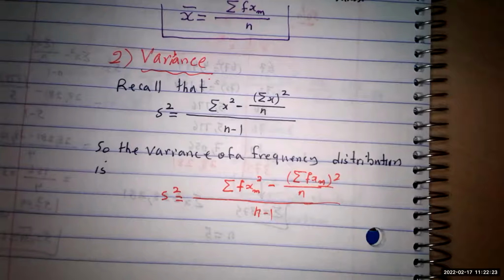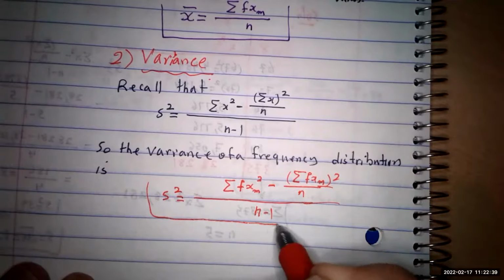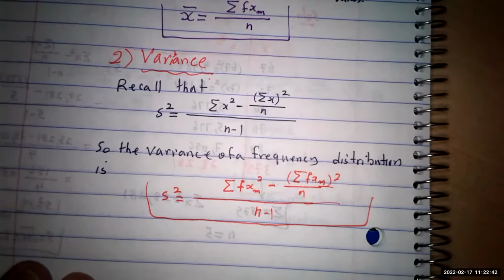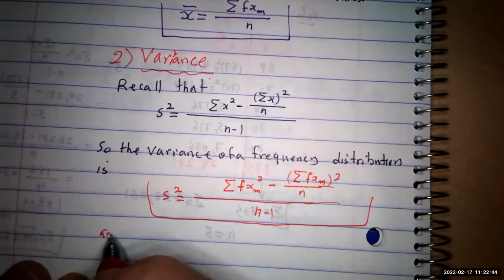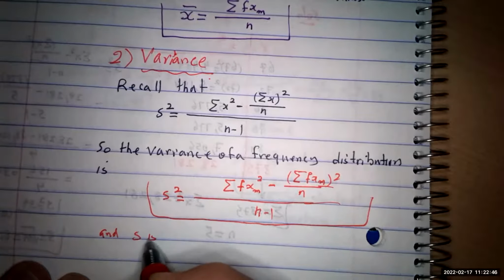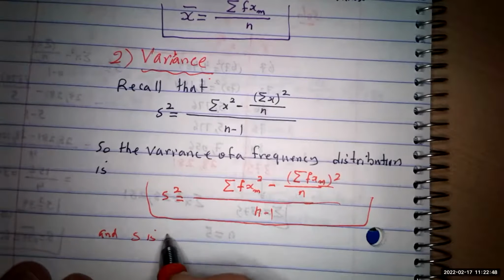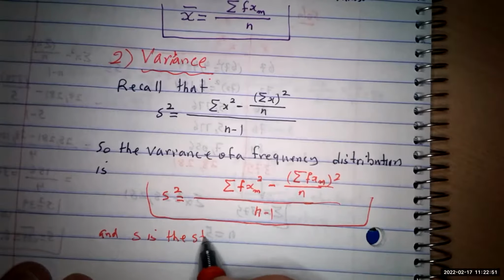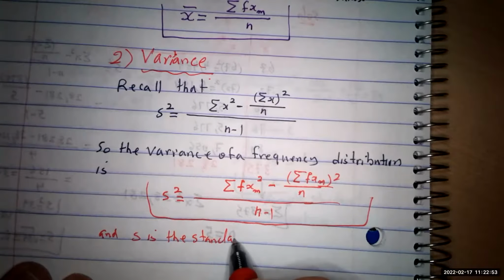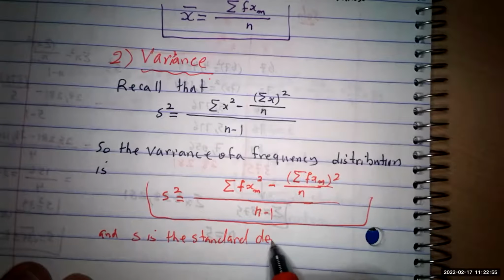So we replace the X's by the midpoint XM, but since they are all the same, you have to multiply by the number of observations. The number of observations in each class is the frequency of the class. So this is going to be the variance. You take the square root, that gives you the standard deviation. And S is the standard deviation.